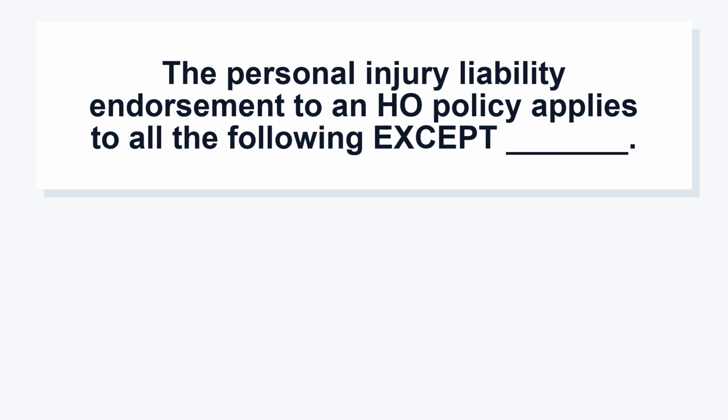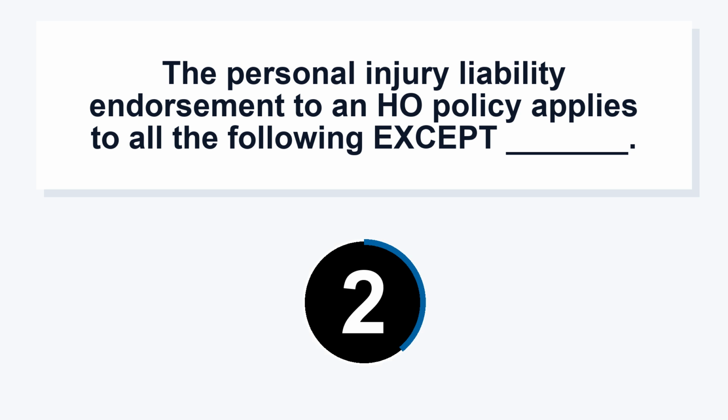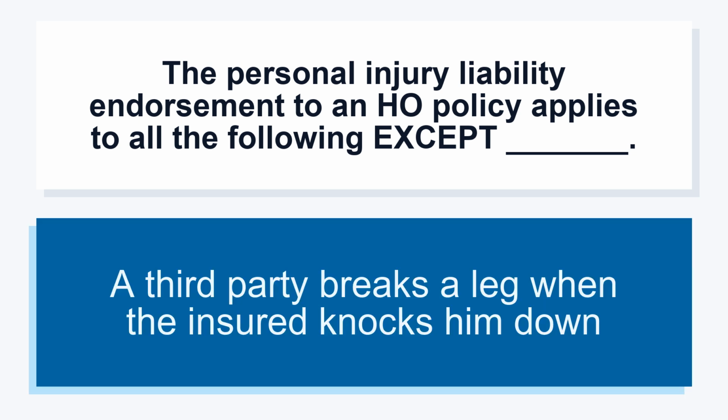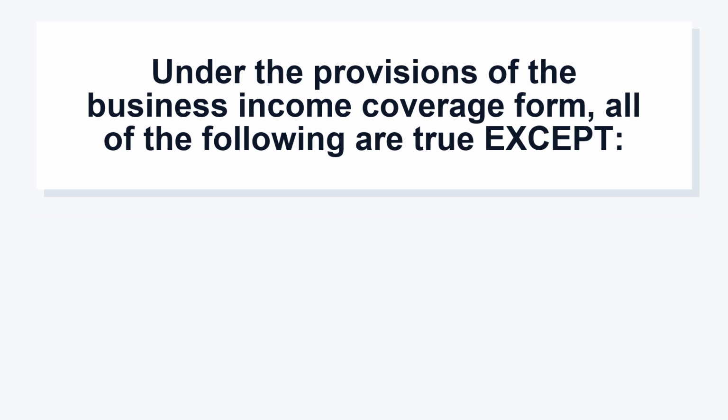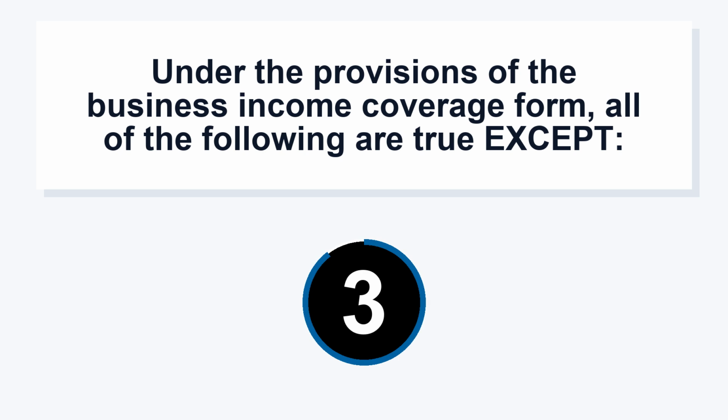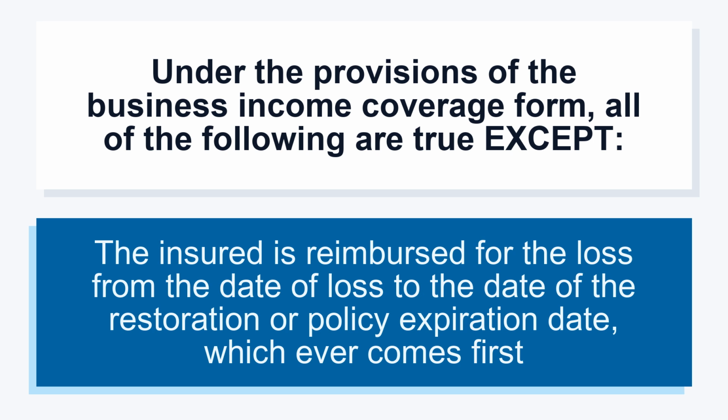The personal injury liability endorsement to a homeowners policy applies to all the following except: a third party breaks a leg when the insured knocks him down. Under the provisions of the business income coverage form, all of the following are true except the insured is reimbursed for the loss from the date of loss to the date of the restoration or policy expiration date, whichever comes first.